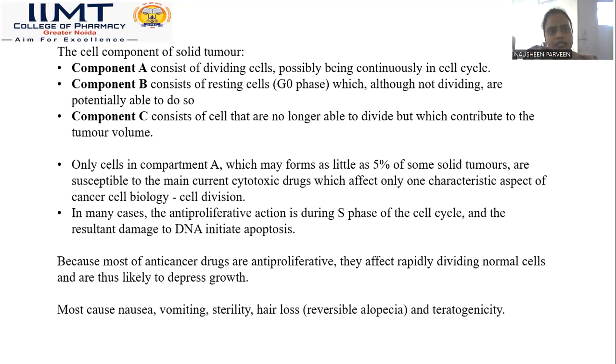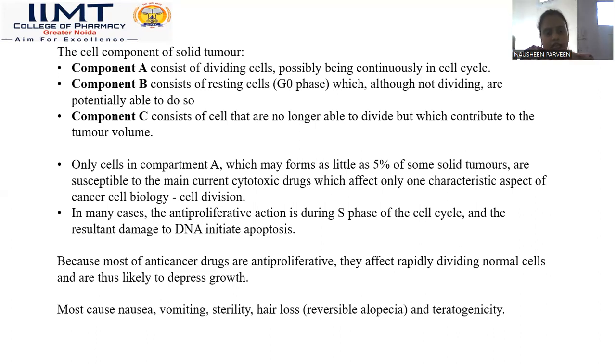Next, the cell components of the solid tumor. The components are A, B, and C. Component A consists of dividing cells, possibly being continuously in the cell cycle. Component B consists of resting cells in Z0 phase, which although not dividing are potentially able to do so. Component C consists of cells that are no longer able to divide but which contribute to the tumor volume.